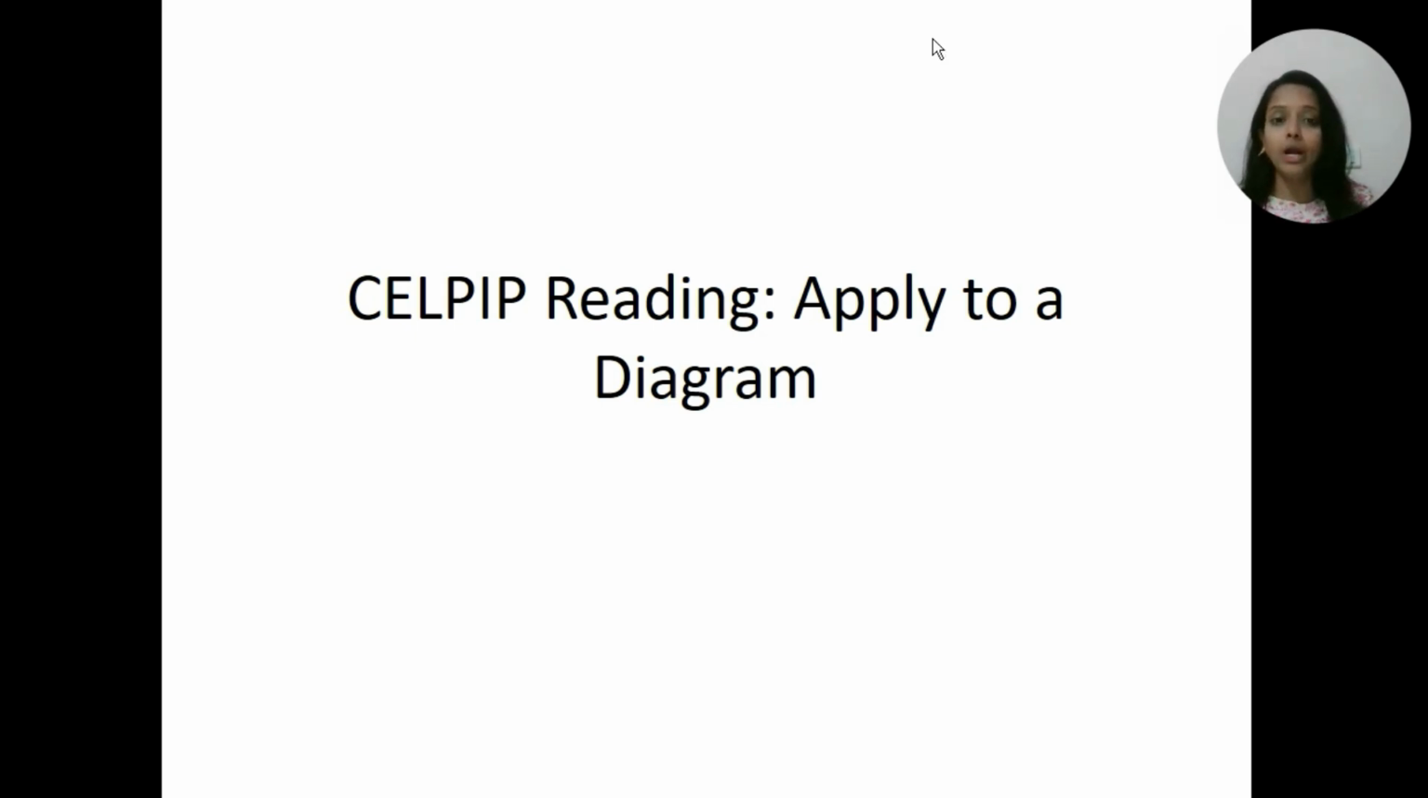This video is about CELPIP reading applied to a diagram task. Now let me say this very clearly before we even start. Applied to a diagram is not a reading task. It is not a diagram task either. This one is a decision-making task. CELPIP wants to see whether you can take written rules and apply them correctly to a system. And if you don't follow a strategy here, this section quietly eats up your score.